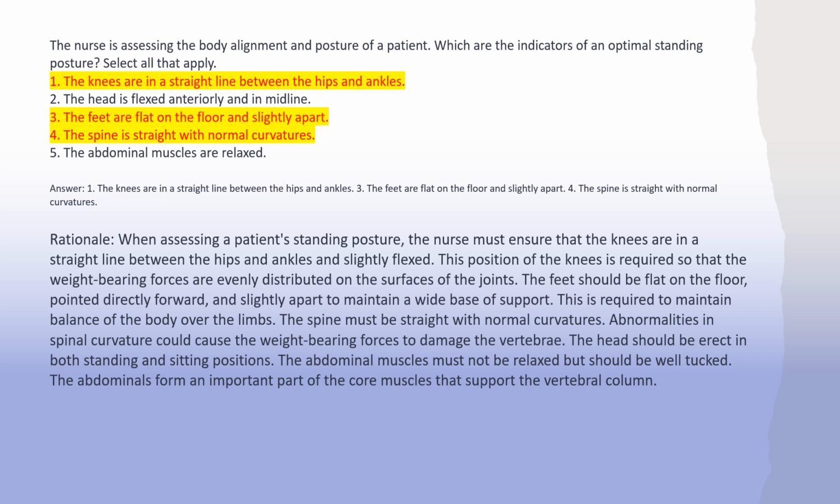The spine must be straight with normal curvatures. Abnormalities in spinal curvature could cause the weight-bearing forces to damage the vertebrae. The head should be erect in both standing and sitting positions. The abdominal muscles must not be relaxed but should be well tucked. The abdominals form an important part of the core muscles that support the vertebral column.